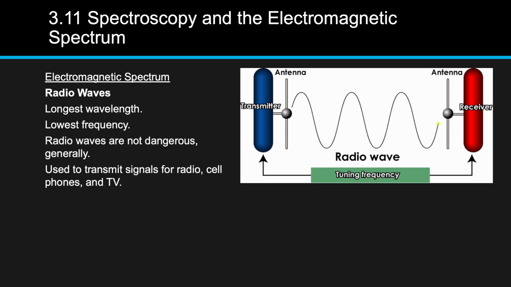If you look at the diagram, you can see how a transmitter sends out radio waves and a receiver picks them up. And then by tuning to different frequencies, we can pick up different stations or signals. So the key idea is that radio waves carry information over long distances, not energy that interacts with molecules.